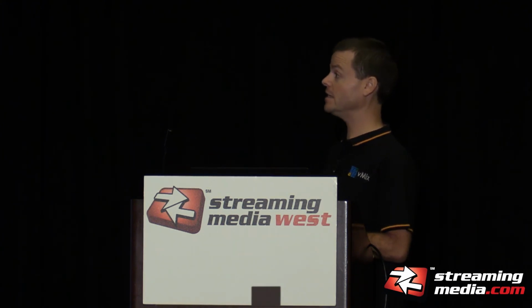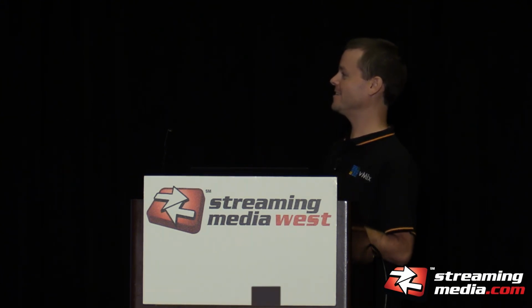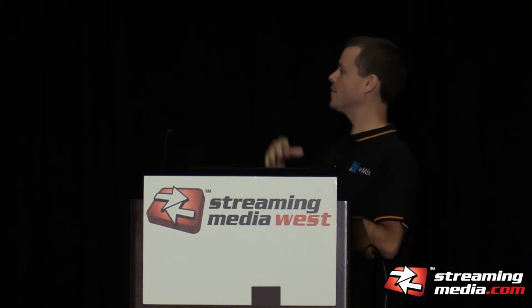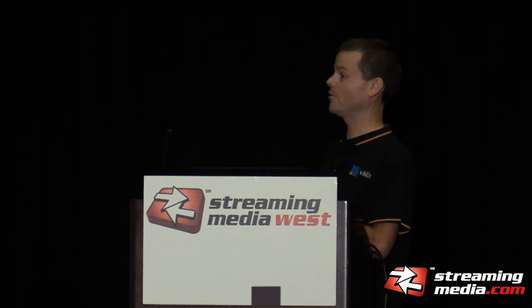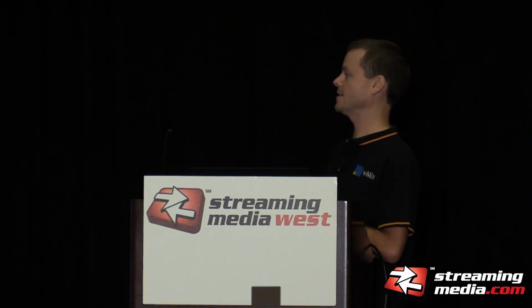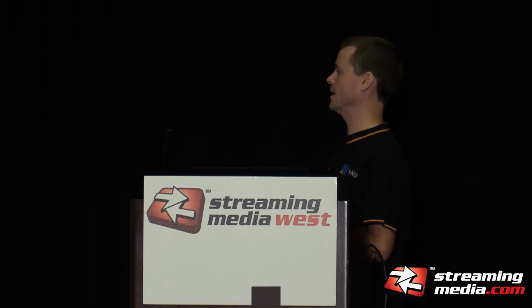There's the Sony X70 that's now called the Z90, or Z90, I should say, here in the States. HDMI out up to 4K at 30 frames a second, or 29.97, and that's only $2,700. And then, of course, there are options from Blackmagic Design, who have had 4K cameras for a long time now. You have the studio camera, which does the full 12G SDI output for around $2,000, including the lens. And then you have the micro studio camera, which has up to 30 frames a second for around $1,300 plus lens, so you're looking at about $1,600, $1,700 for that.